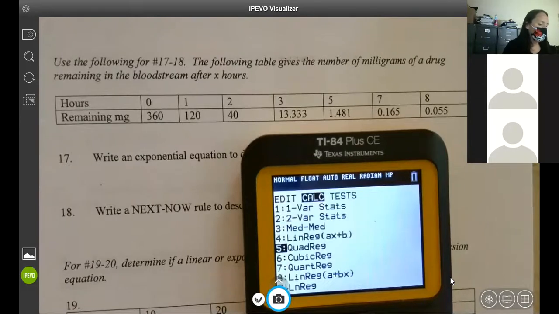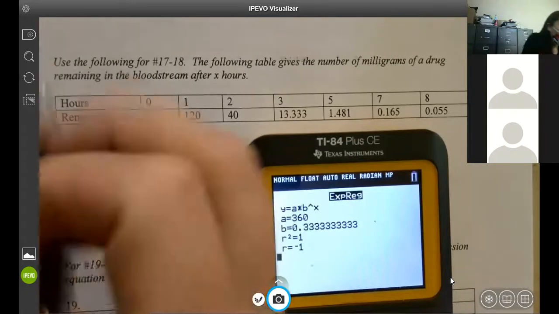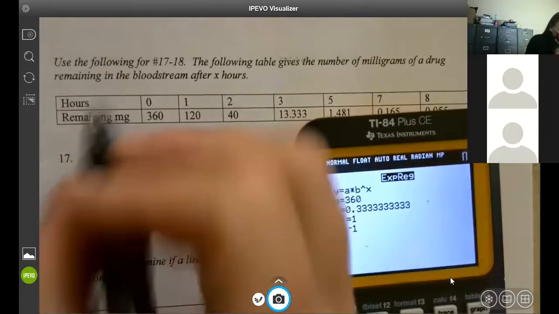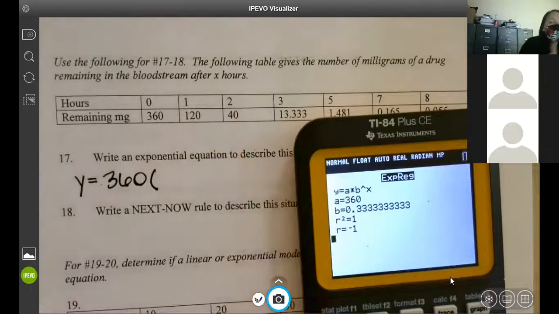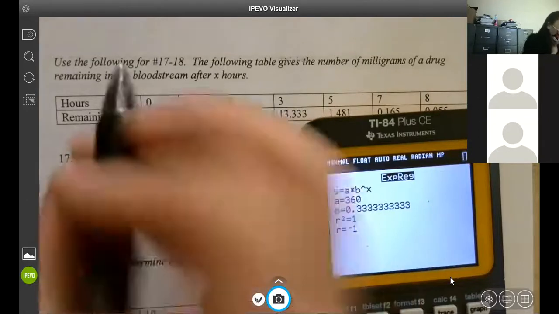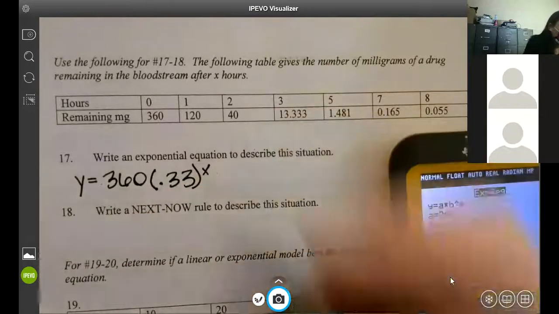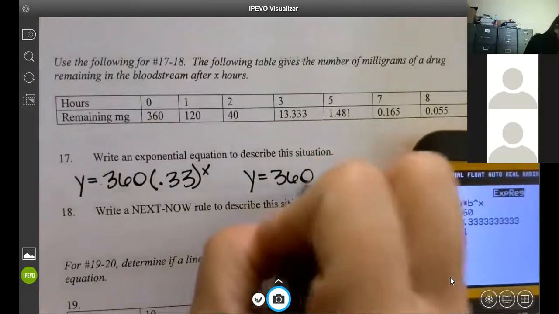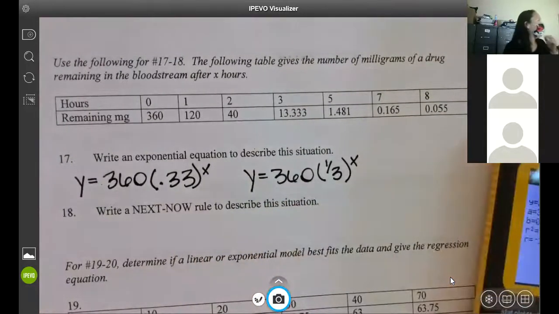Stat, calc, exponential. And what's our equation? Y equals, what do we start with? And then you can give me the 0.3 to the x, that's fine. But do you guys know what 0.3 repeating is as a fraction? You might see it as 1/3.